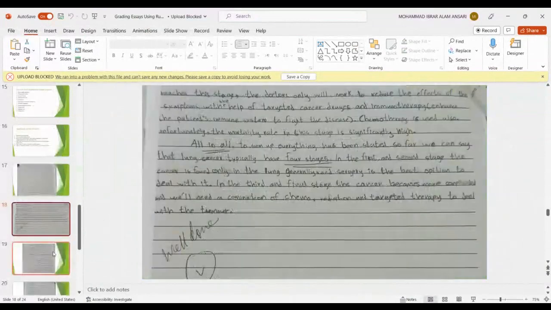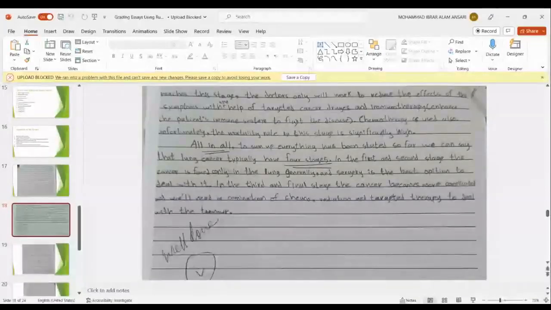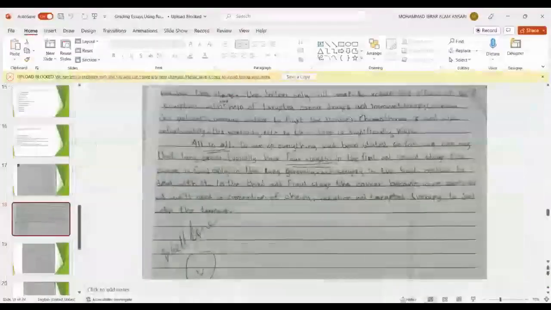Let me go to the conclusion now. Have a look at the conclusion. I hope you can see this concluding paragraph clearly. Can you? Can you see the concluding paragraph clearly? Because the font size is better. Okay.